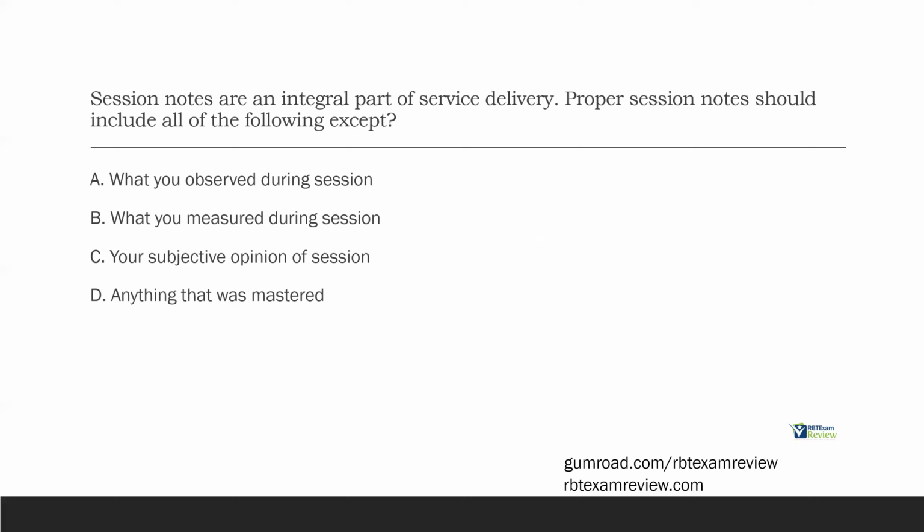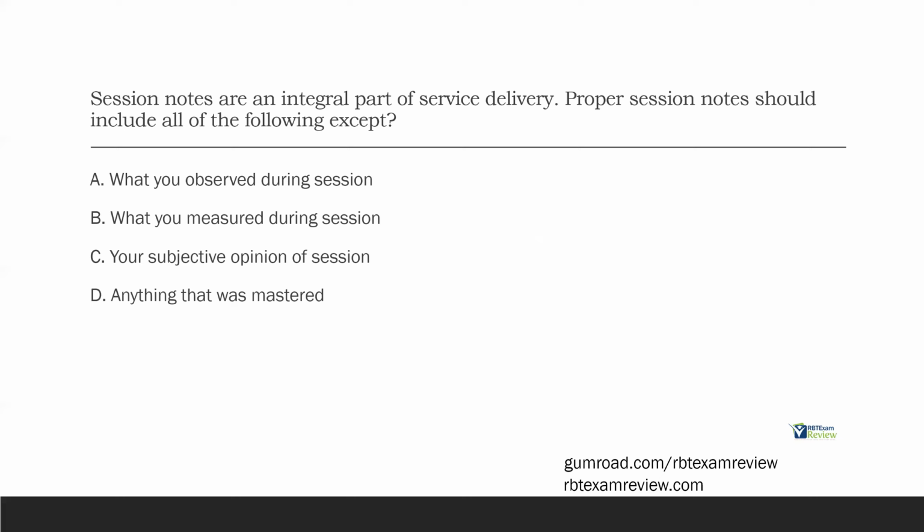What about B? What you measured during session? Absolutely. What behaviors did you track? What skills did you track? How did you track them? What was the outcome? Okay. Now, session notes, you only want to include the most important things. It's not like you're going to be writing a paper on your session, okay? But a general idea of what you observed and what you measured, A and B definitely are included.